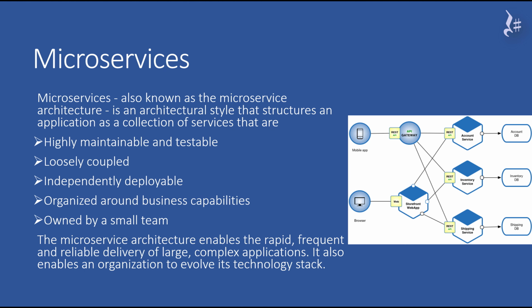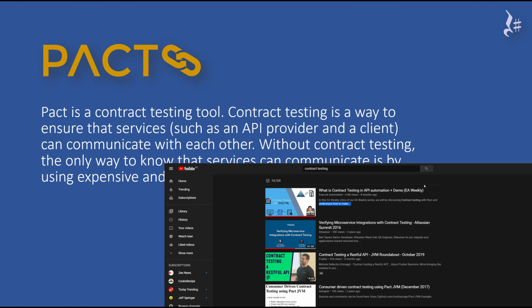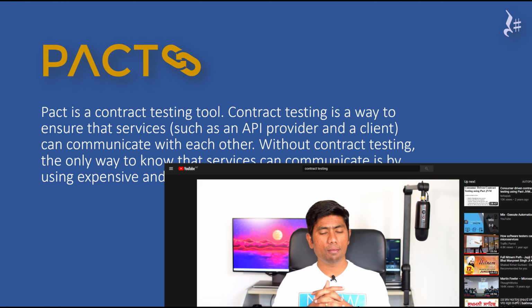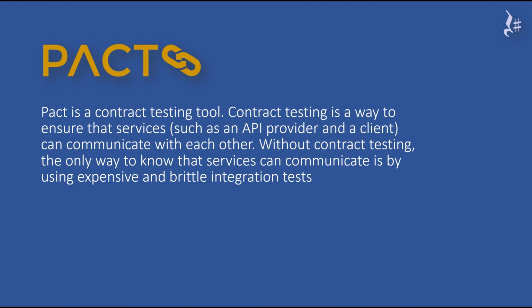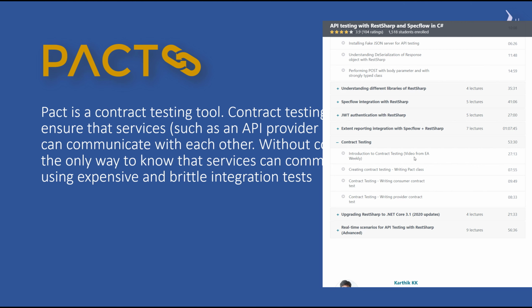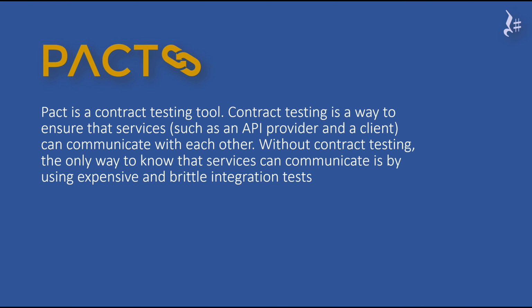We also discussed Pact in our earlier videos on Execute Automation, which is a contract testing tool. Contract testing is a way to ensure that services, such as the API provider and the client, can communicate with each other. Without contract testing, the only way to know the services can communicate is by using expensive and brittle integration testing. We discussed Pact a lot, and it is also available in my course, API Testing with RestSharp and Specflow, in complete detail, like how you can implement the consumer and the service and how you can provide the Pact file.